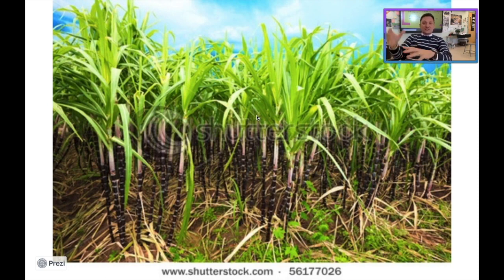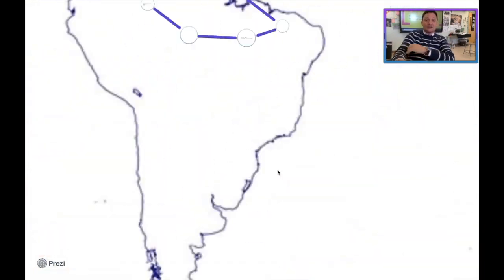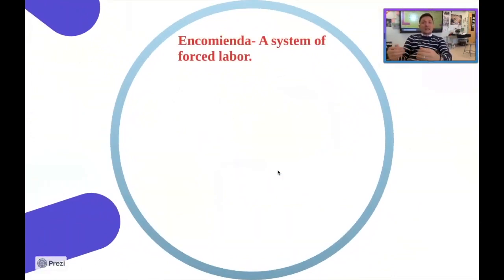It grows like a stalk very, very easily in certain warm, tropical climatic areas. Looking at it though, it requires a huge workforce to harvest it, grow it, and then literally process it. As you can see, these are all natives: natives holding the sugarcane, natives cooking the sugarcane down into molasses and putting it into different jugs. So who and how did the Spanish force the natives to actually do all this work?